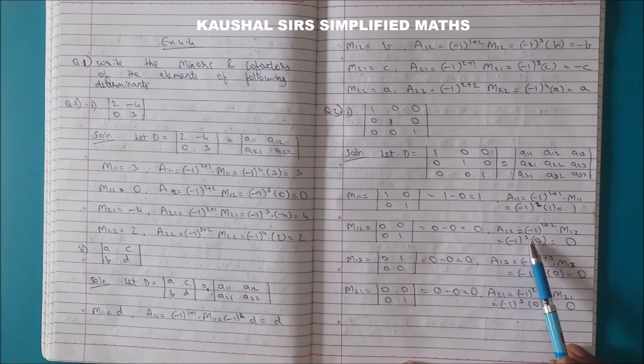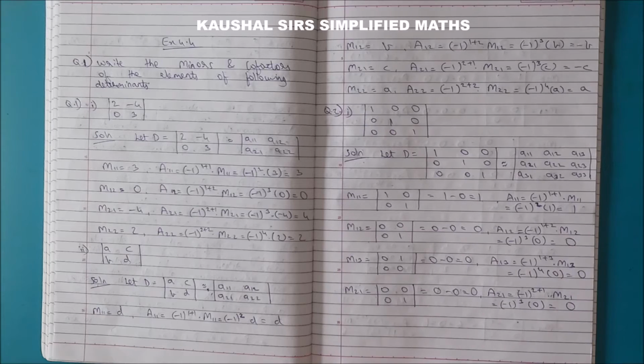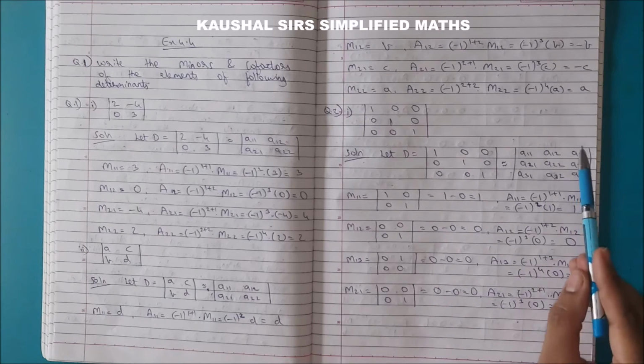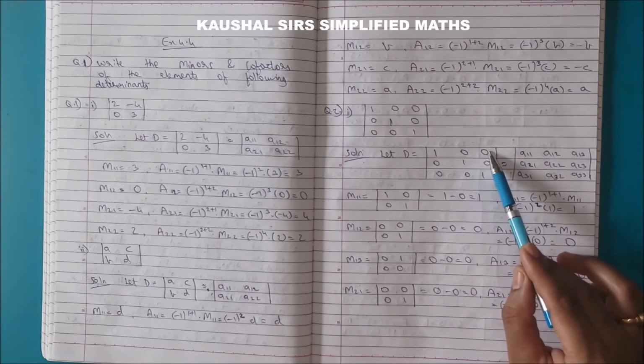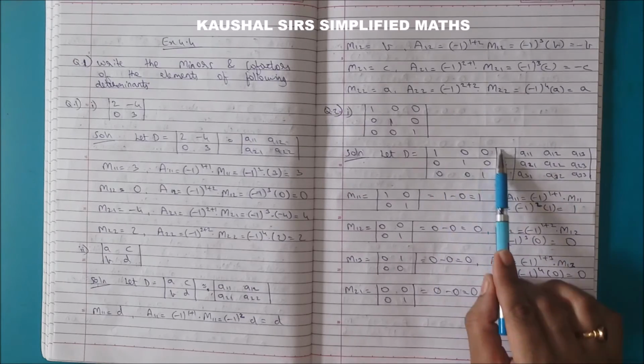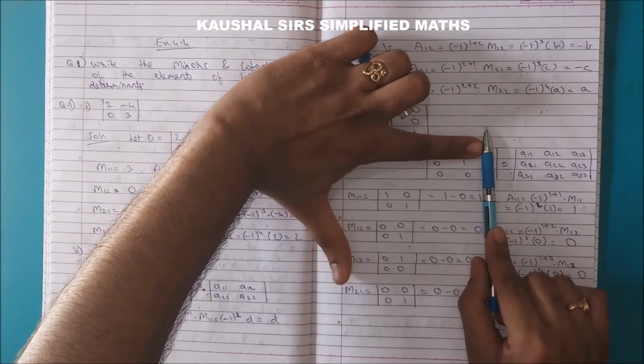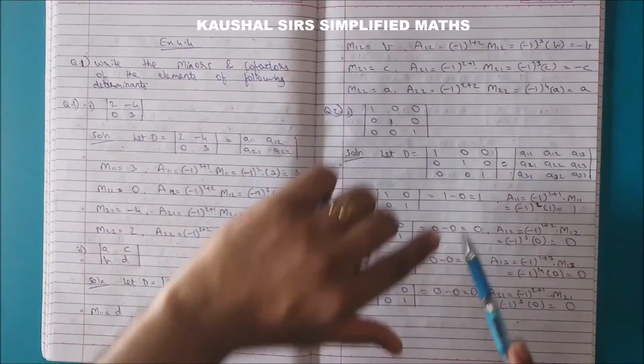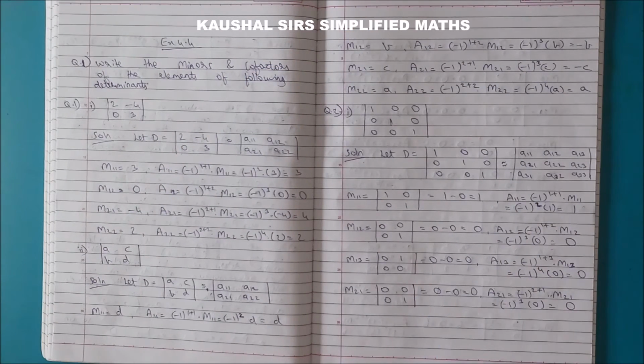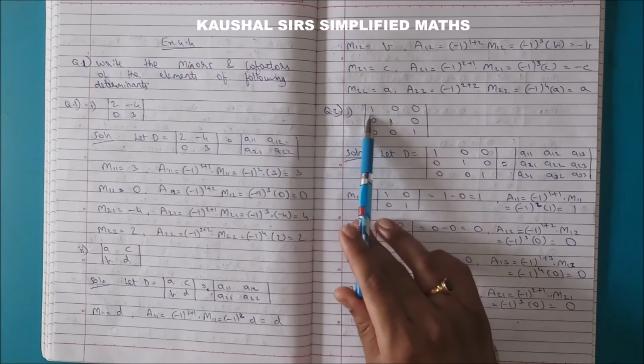Then go for cofactor, -1 raised to 1 plus 2 into M12, which is -1 raised to 3 is -1 into 0, which is 0. Okay, moving ahead with minor of A13. इसका minor कैसे मिलेगा? Cover the first row and the third column. So you are left with determinant of these 4 elements. Okay, so if you expand this, you get 0 minus 0, which is 0.